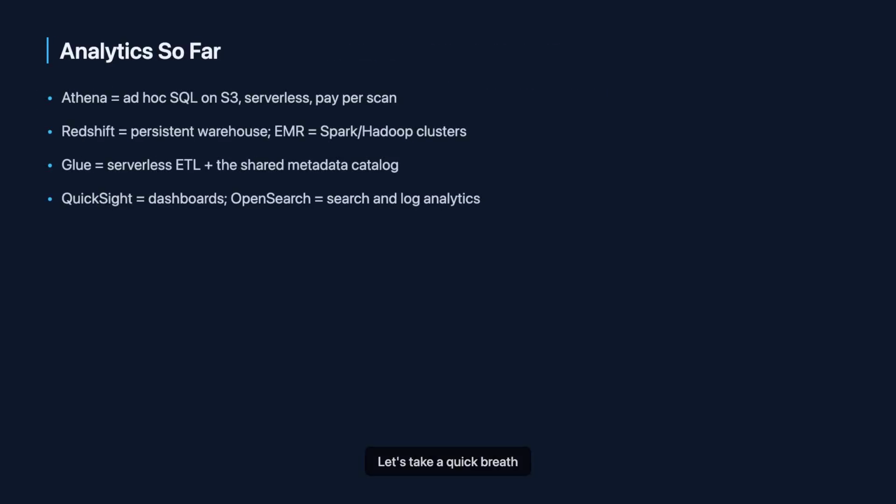Let's take a quick breath and lock in the analytics half. Athena is ad hoc SQL on S3. Serverless, pay per scan. Redshift is the persistent warehouse, and EMR runs your Spark and Hadoop clusters. Glue is serverless ETL plus the shared metadata catalog that ties them together. And on the output side, QuickSight builds dashboards while OpenSearch handles search and log analytics. There's one analytics piece left, and it's all about speed.